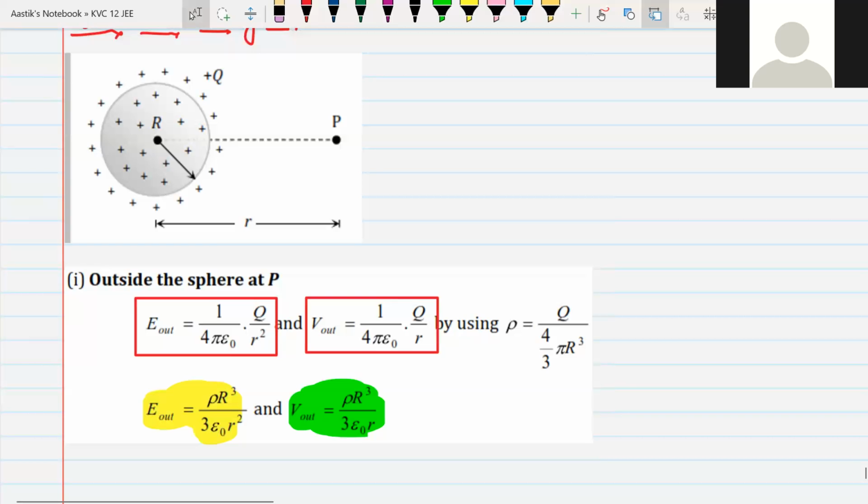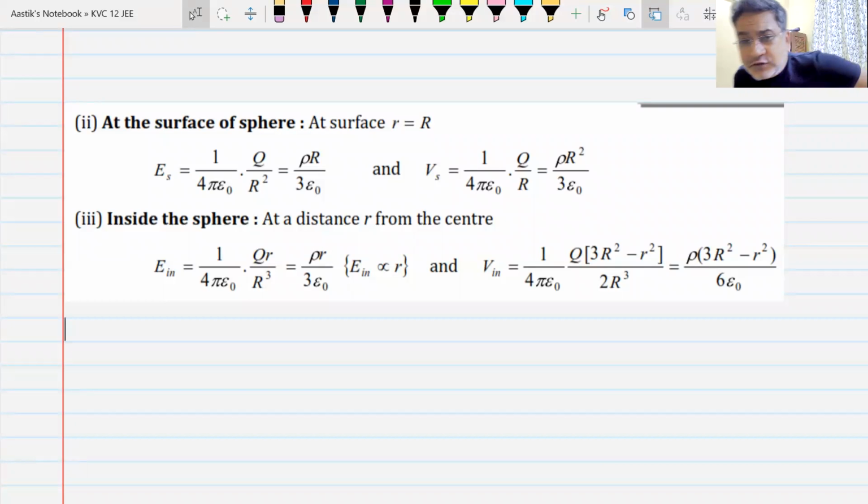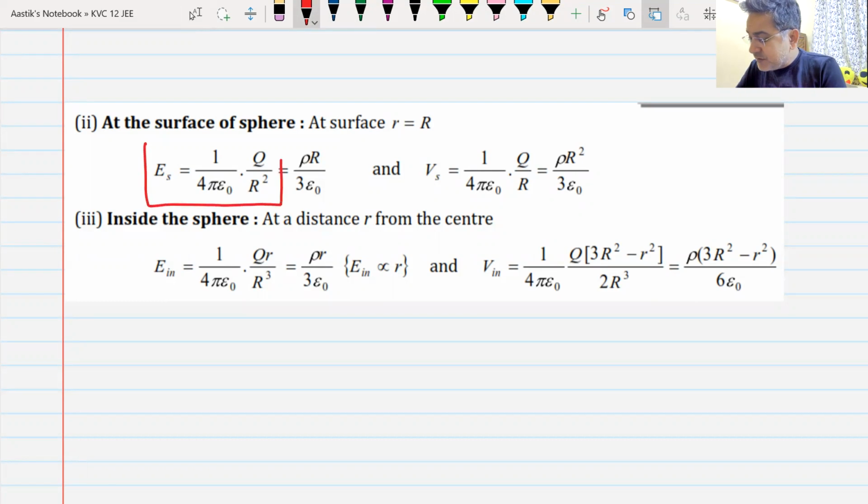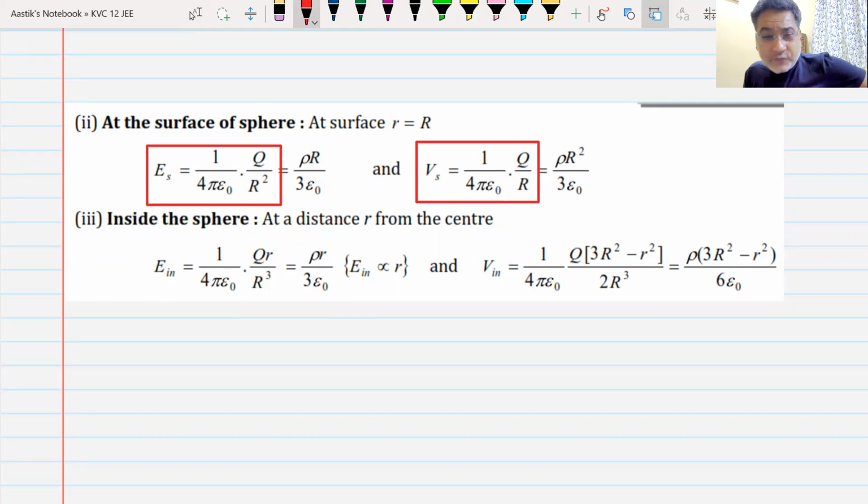That was outside the sphere. As you can see, there is literally no difference. The next point that is going to come is the surface of the sphere, and also you can note here that there is absolutely no difference between conducting and non-conducting sphere. The formula is exactly carbon copy of each other, but what matters is potential inside.